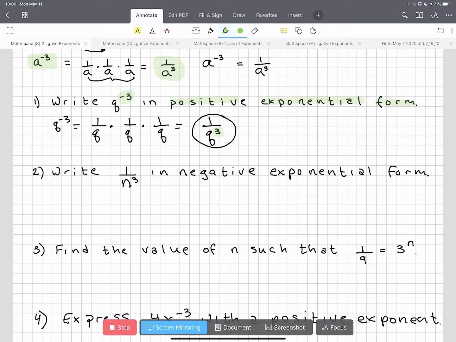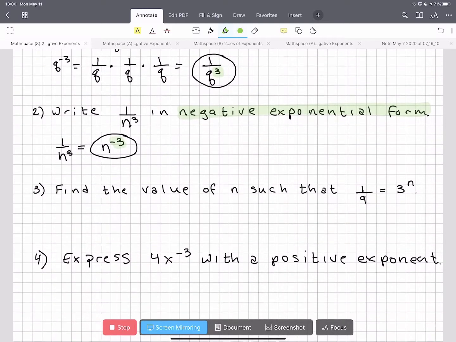On the second problem, write 1 divided by n to the third in negative exponent form. What this is really asking us to do now is go backwards, right? So we want to have a negative exponent in our answer. So we're doing the reverse process of what we just did in the first problem. So if we have 1 over n to the third, we know that that can be written as n to the negative third power, and there's our negative exponent.